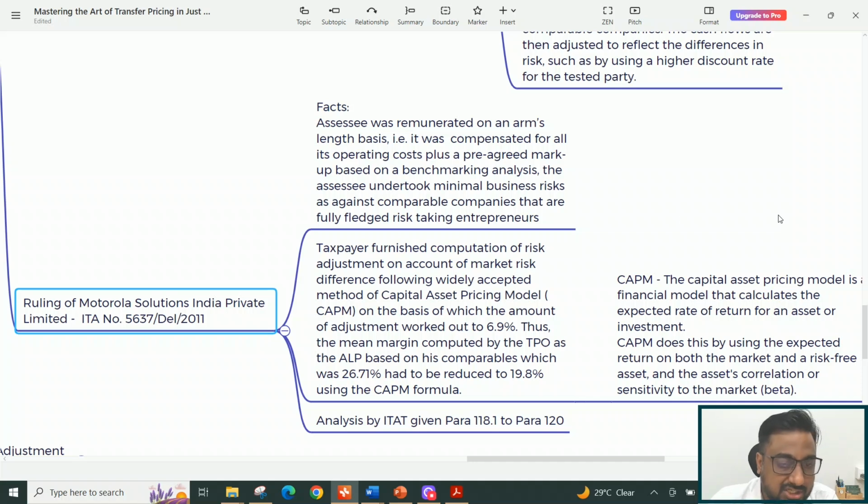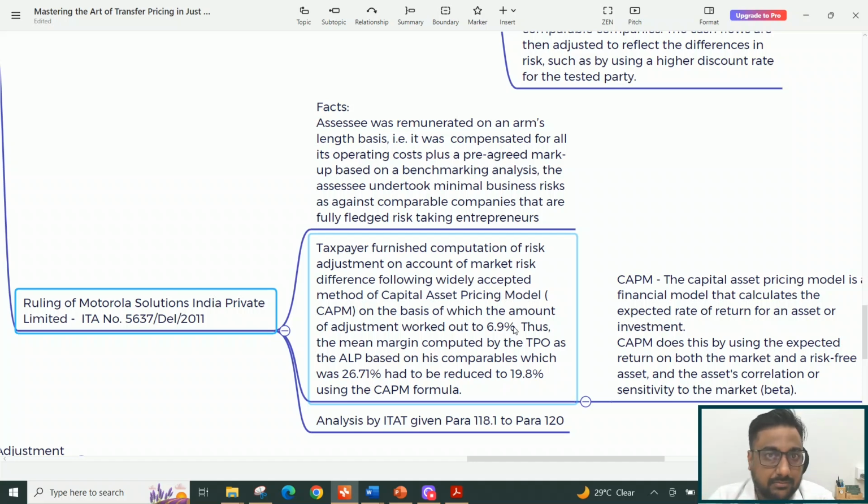So what was the taxpayer's stand? The taxpayer furnished the computation of risk adjustment on account of market risk difference following the widely accepted method of the capital asset pricing model, that is CAPM, on the basis of which the adjustment worked out to 6.9%. And thus the mean margin computed by the TPO as the ALP based on his comparables, which was 26.71%, had to be reduced to 19.8% using the CAPM formula. Correct. So the comparable companies, which were full-fledged entrepreneurs, had this reduction applied, and they came to a risk-adjusted margin of 19.8%.